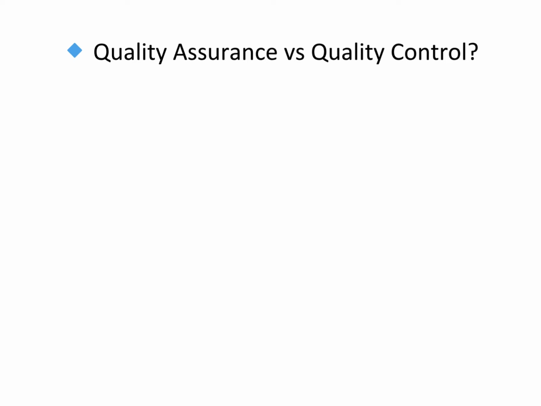Let's start with the focus. Think of quality assurance as your game plan. It's about building and following the right processes from the very beginning, before anyone even enrolls in a study. Quality control, on the other hand, is more like a final checkup. You've done the work, now let's make sure it looks right, feels right, and meets expectations.